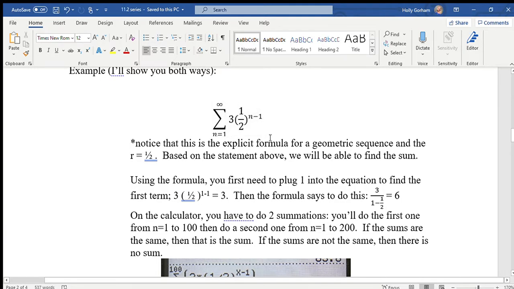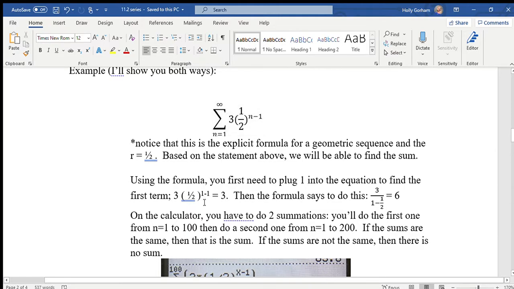So what is in place of the r? That's the 1/2. Is that less than 1? Yes. So since the absolute value of r has to be less than 1, we're going to be able to find the sum. Now, if we want to use the formula, we're going to have to plug in 1 into the equation so that we can get the first term.